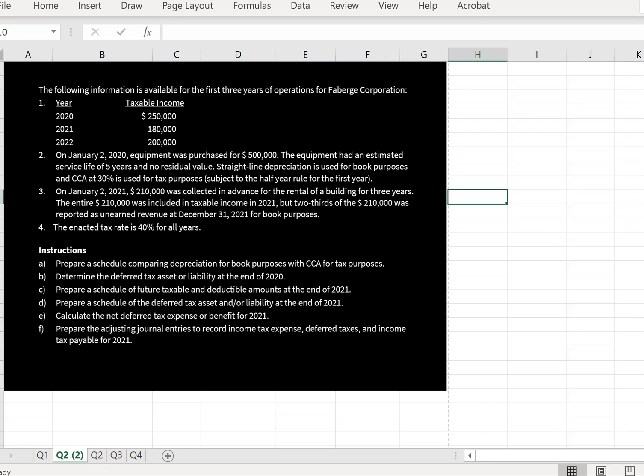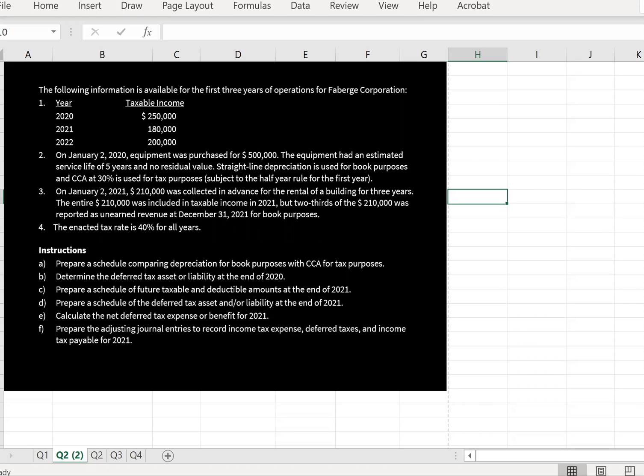Then we're told on January 2nd, 2020, equipment was purchased for $500,000. The equipment had an estimated service life of 5 years and no residual value. Straight line depreciation is used for book purposes, and CCA at 30% is used for tax purposes. And we're told in brackets, subject to the half-year rule for the first year.